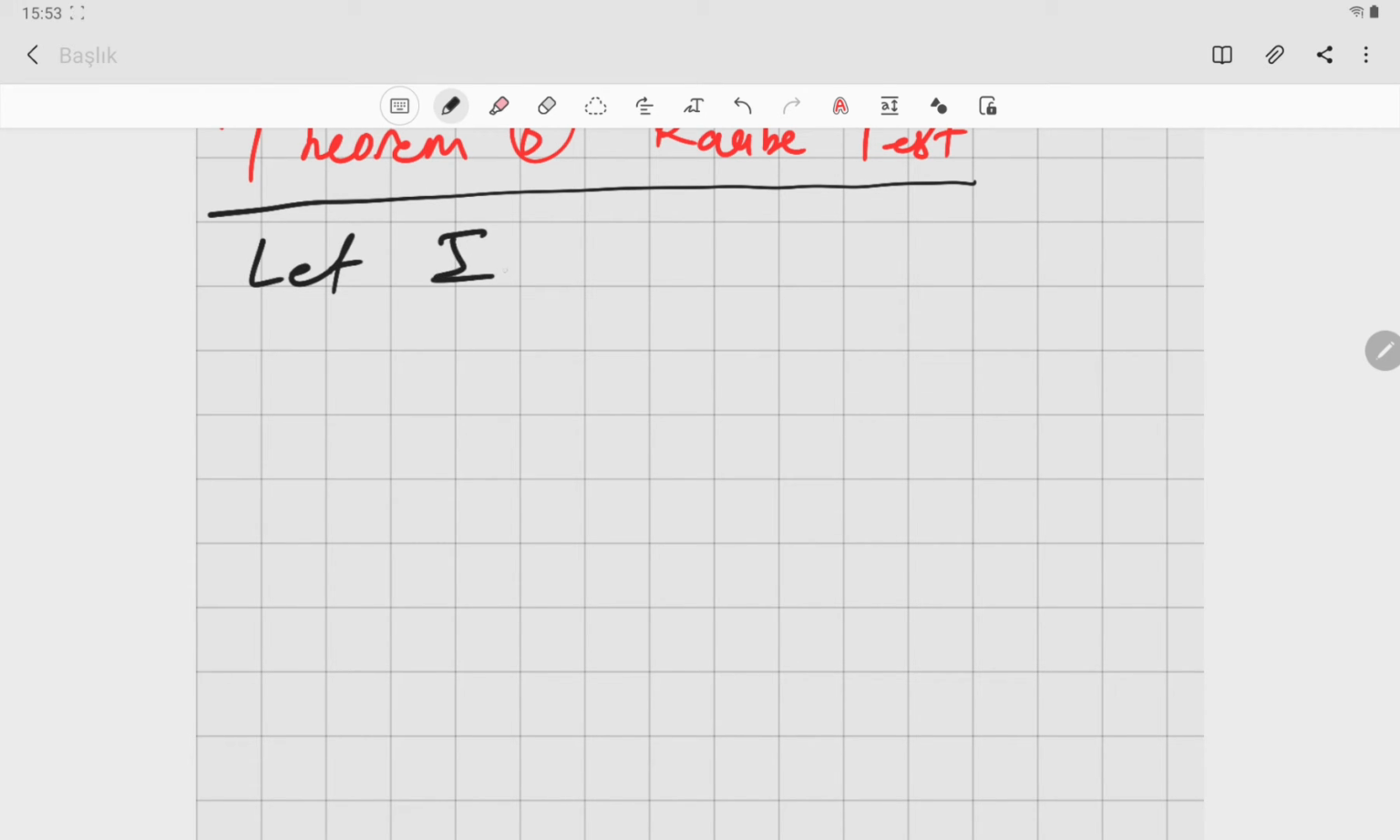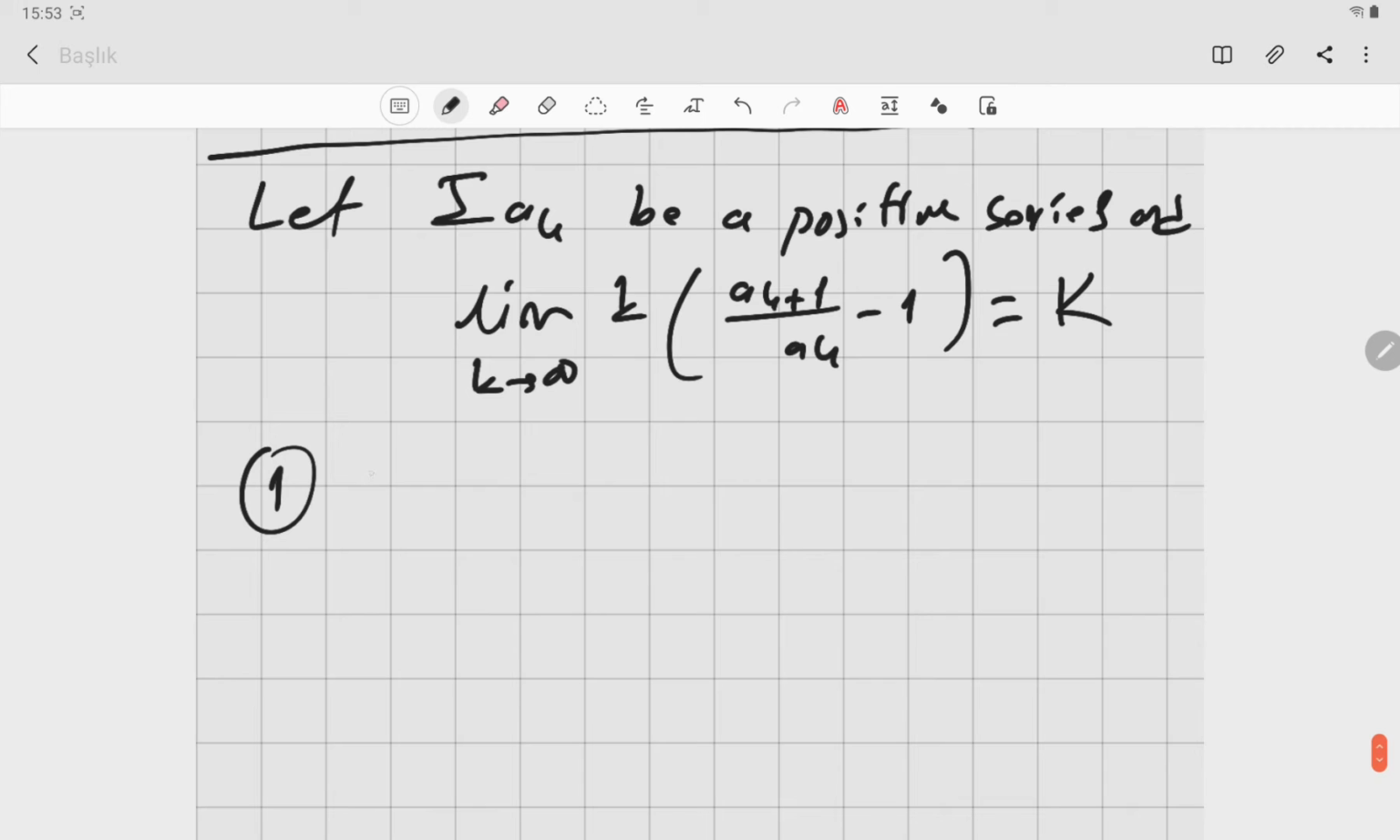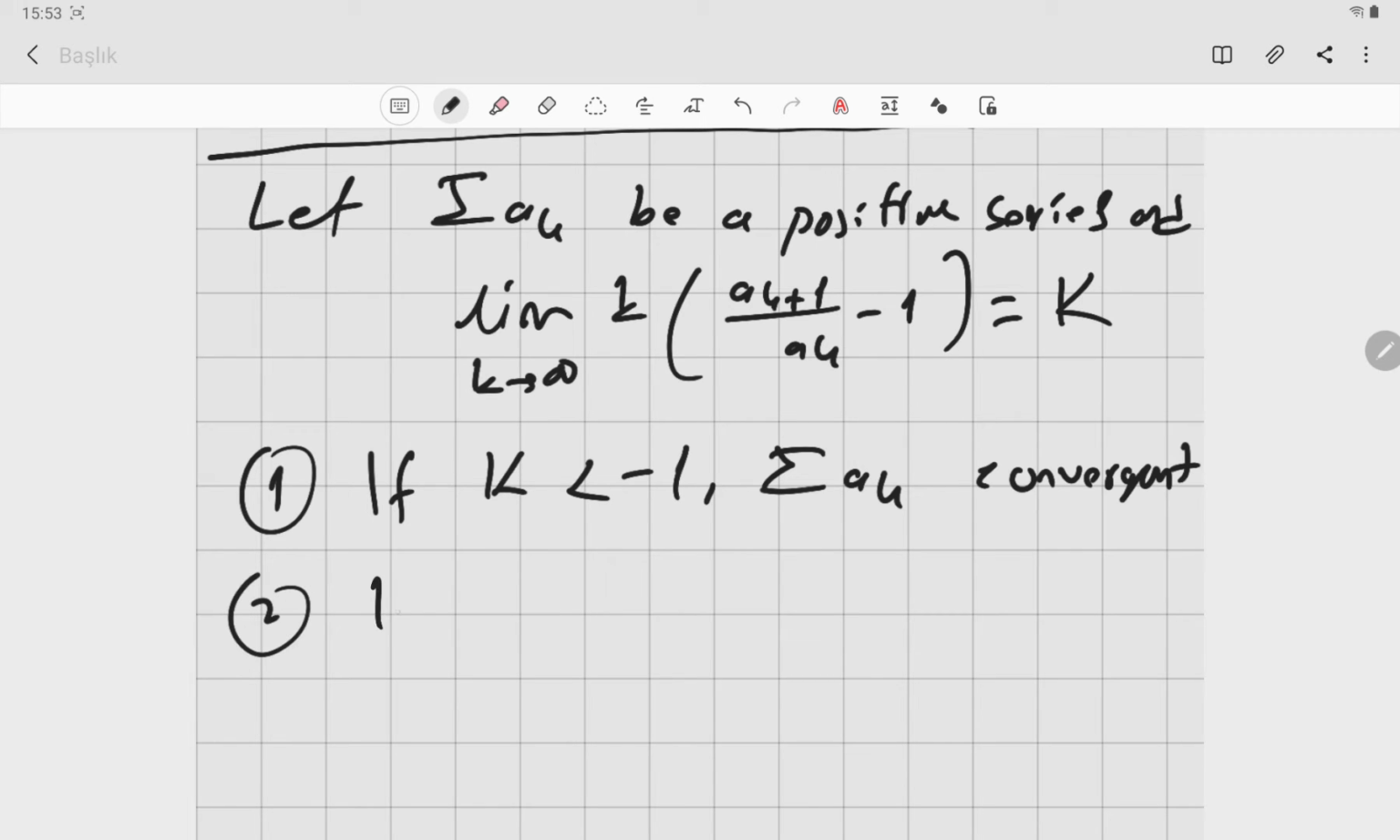As usual, let a k be a positive series, and say this limit is capital K. If K is smaller than minus 1, then our series is convergent, otherwise divergent.